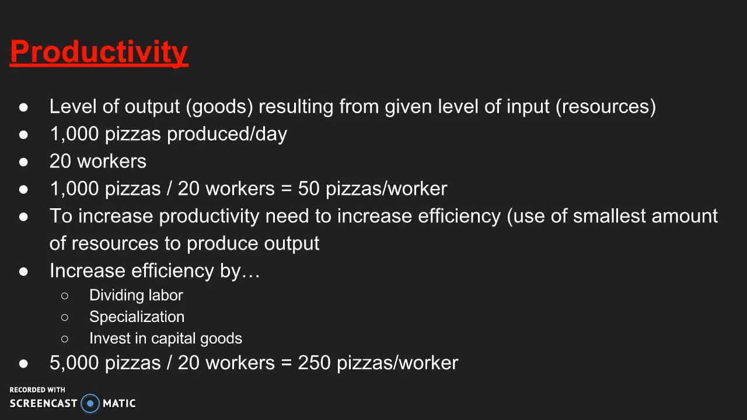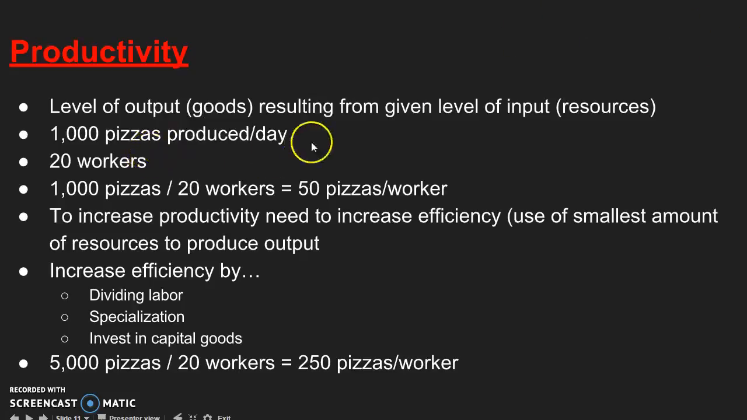Productivity. We talked about this, but I wanted to go over it one more time here for those of you who wanted a little extra help. Productivity, if you go back to your vocabulary for Unit 2, is simply defined as the level of output that results from a given level of input. Now that sounds like a bunch of mumbo-jumbo economic terms, but look at it this way. Think of the output as the level of goods. The output is your goods that have been produced, resulting from a given level of input, the resources. So basically, how many things are you producing, resulting from the resources that you're using, okay?